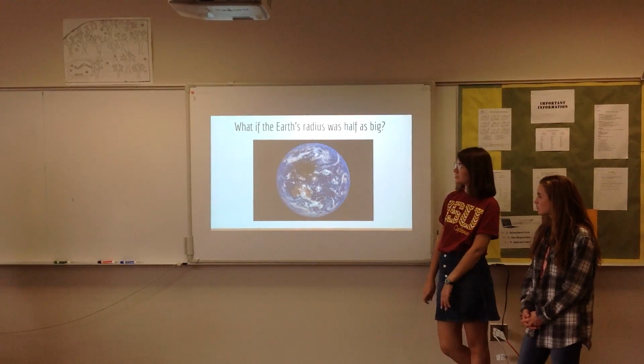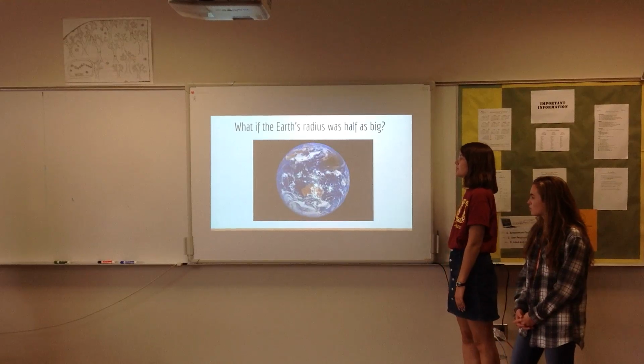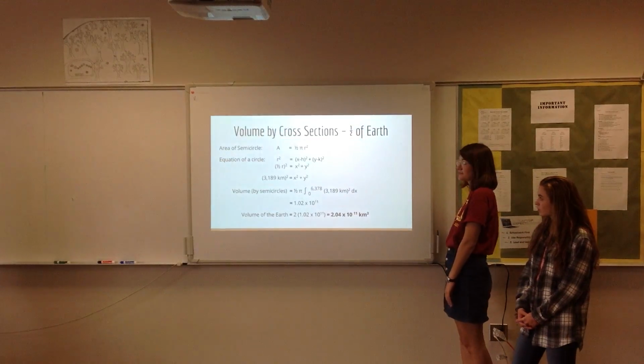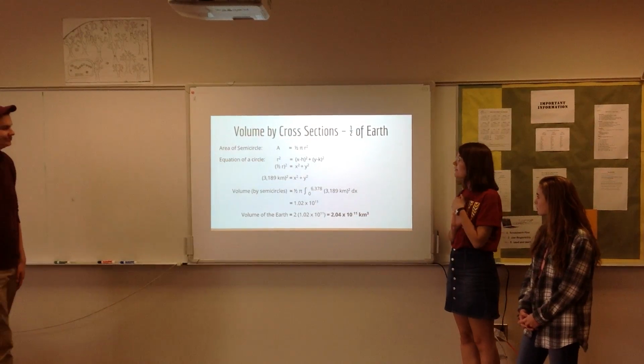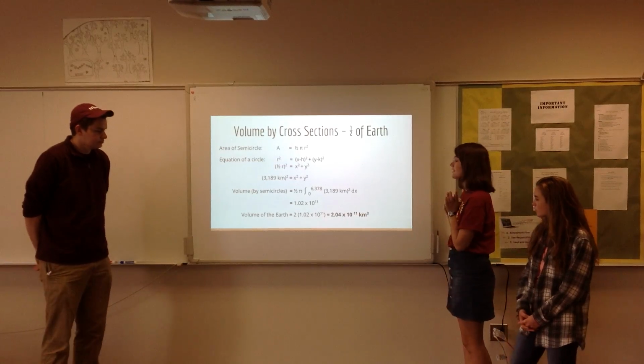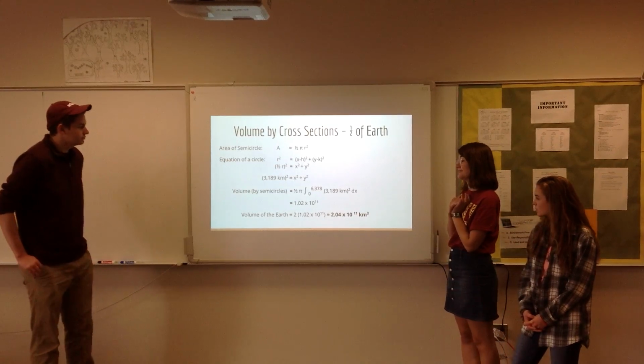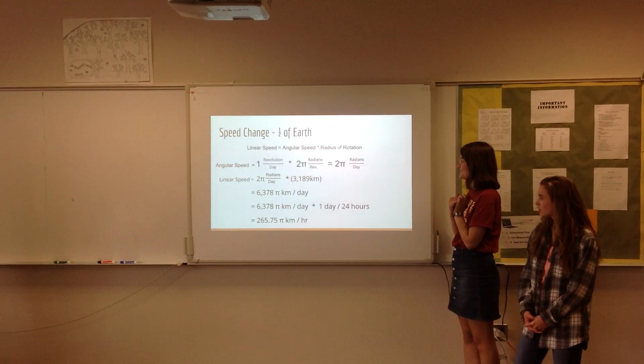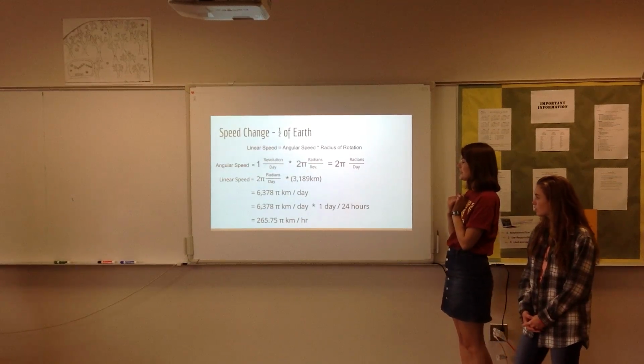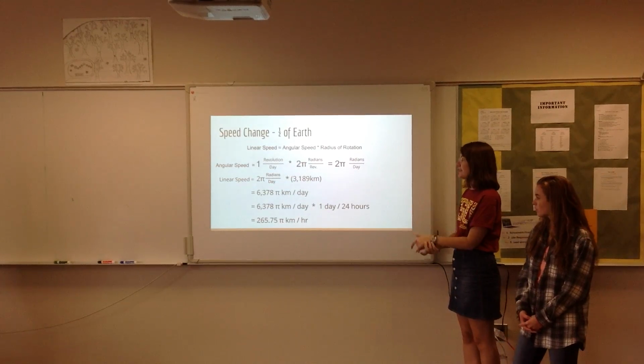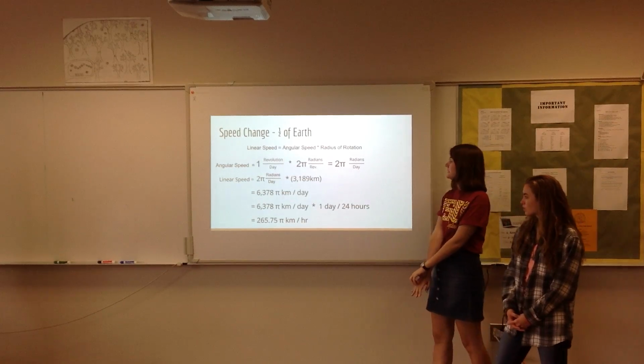So then the next question is, what if the Earth's radius was half as big? So we're halving the radius this time, and calculate that again. And then the linear speed of half of the Earth.